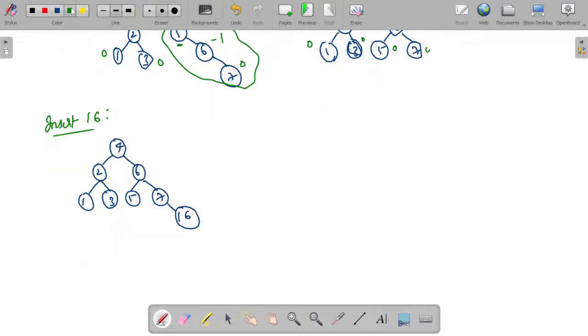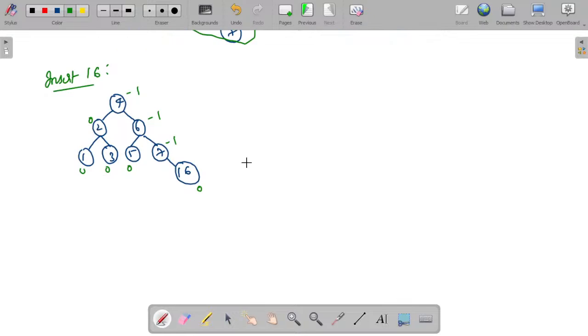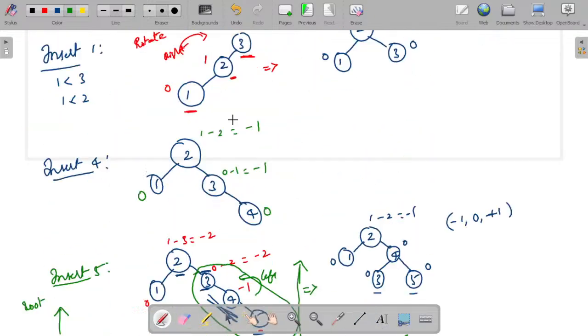Now we will compute the balance factors. They will go like this: 0 for leaf nodes obviously, and for 16 also 0, whereas for 7 it is 0 minus 1, which is minus 1, and for 6 it is 1 minus 2, which is minus 1, and for 4 it is 2 minus 3, which is minus 1, and for this it is 0 because 1 minus 1. Now the balance factors are within the range, so this tree is also valid. Now we can insert the next element.